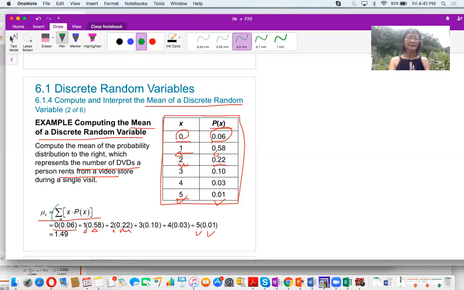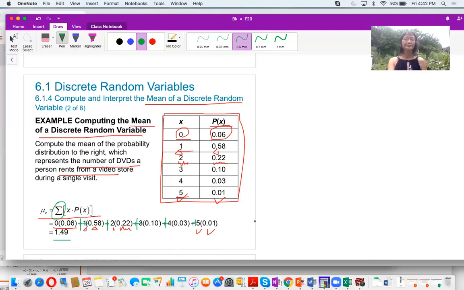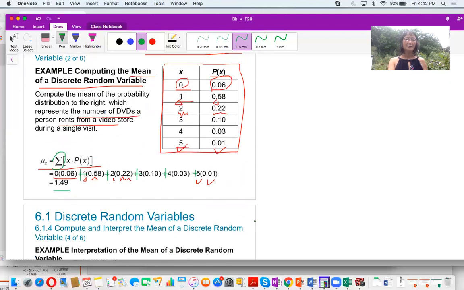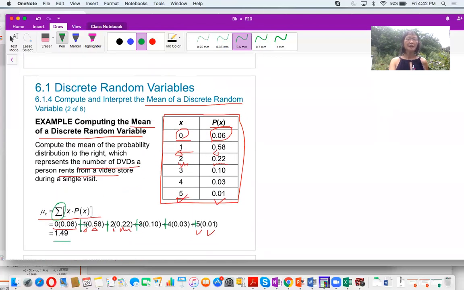And mathematically, this sigma means add all together. Add all the products together. That means sigma. Okay, and the result is 1.49. How do you interpret this 1.49? So the average number of DVDs is 1.49. Okay.